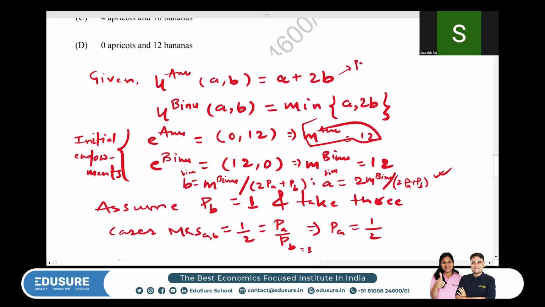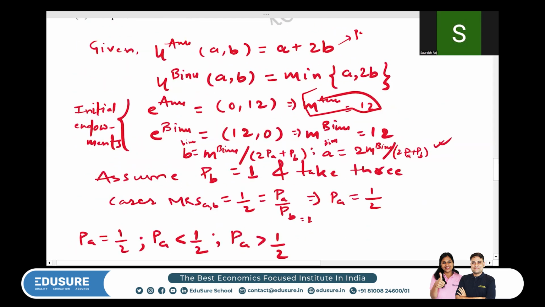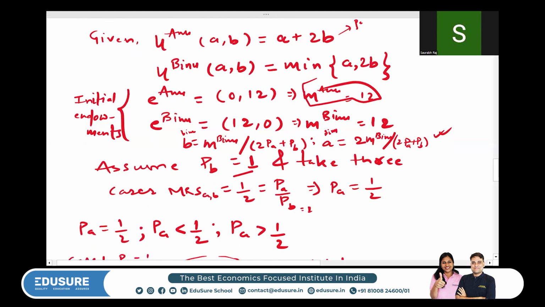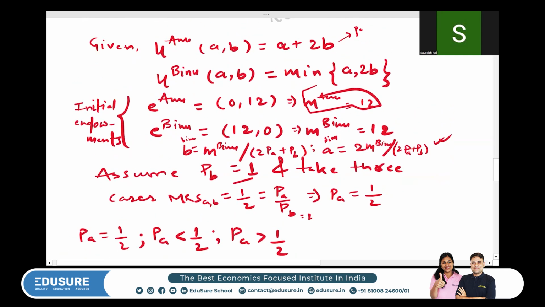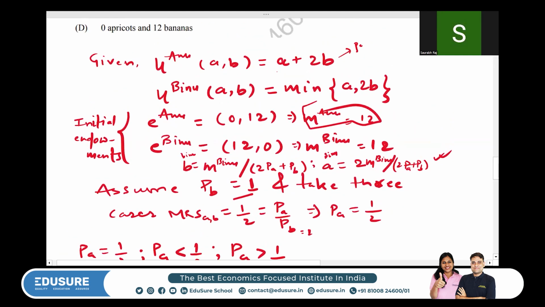Now, in order to solve for the competitive equilibrium, we will assume that the price of banana is equal to 1, and then check three cases. If we assume PB is equal to 1, then the price ratio can be 1 by 2, less than 1 by 2, or greater than 1 by 2. Why three cases? Because Anu has a perfect substitute utility, and in perfect substitutes the optimality condition is derived by considering all three cases: MRS equal to Px upon Py, MRS less than Px upon Py, or MRS greater than Px upon Py.